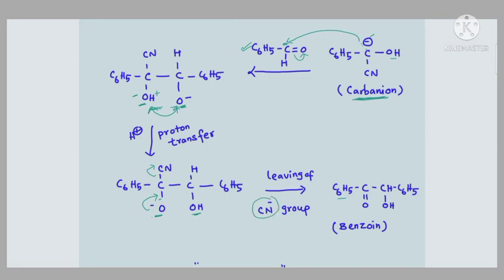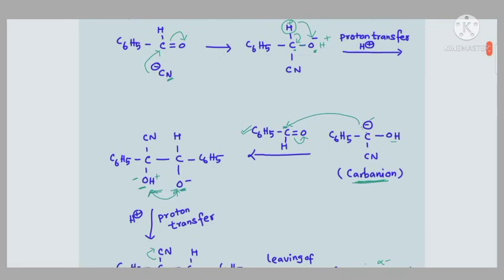Then C double bond O, and already you have CHOH and the C6H5 group. So it is nothing but our desired product, which is benzoin. An alpha hydroxy ketone is a keto compound with an OH group on the carbon adjacent to the functional group, the alpha carbon. That's why we call it an alpha hydroxy ketone. So this is the mechanism of benzoin condensation. I hope you understood it.